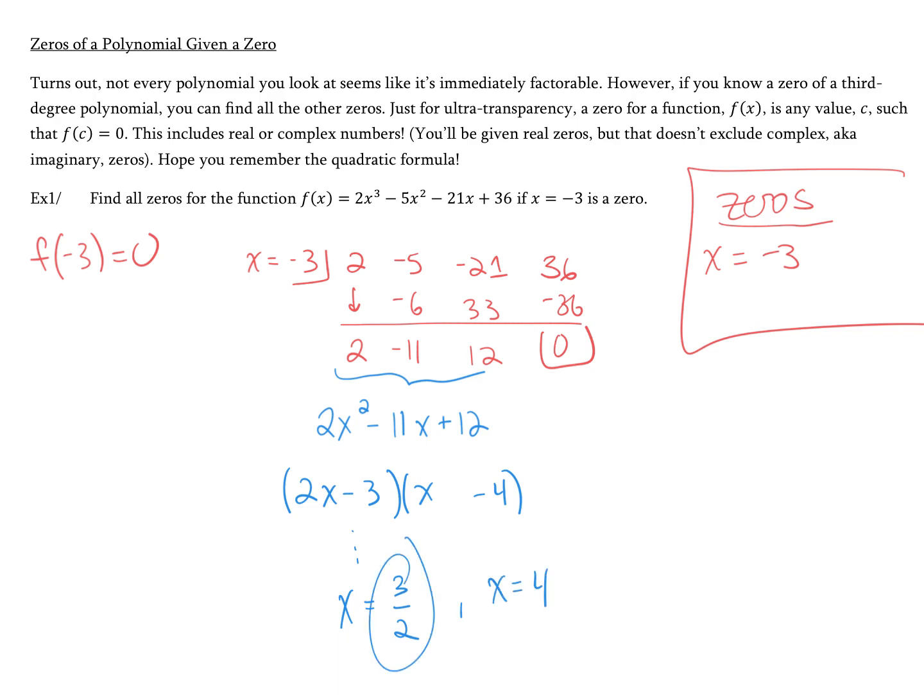Now both of these are also zeros for the polynomial. And this is all of them because you can only have as many zeros as the degree, or at least as many different zeros as the degree. So we need 3 answers. We have 1 that was given to us, 2, 3.